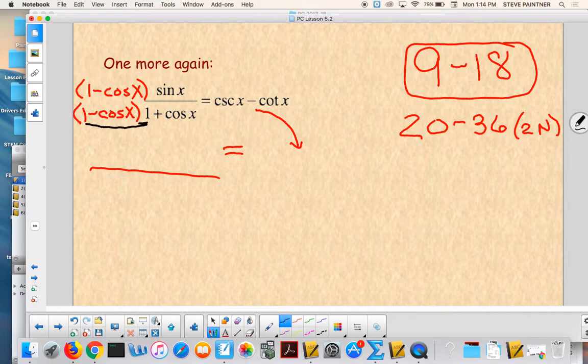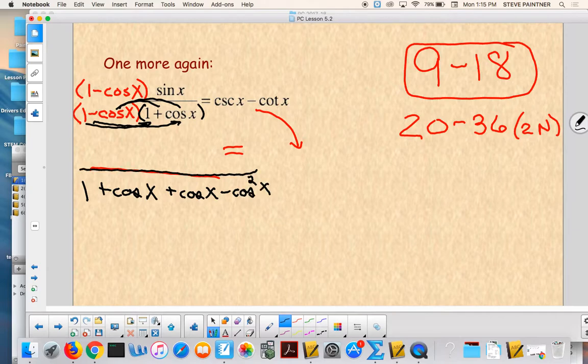Ready? 1 times 1, 1. 1 times cosine, cosine. Inner, cosine again. And last times last is minus cosine squared. Now, if you guys remember conjugates, imaginary numbers, we only did that because we knew the inner and outer cancel out. What do you get on the bottom? 1 minus cosine squared. Right?